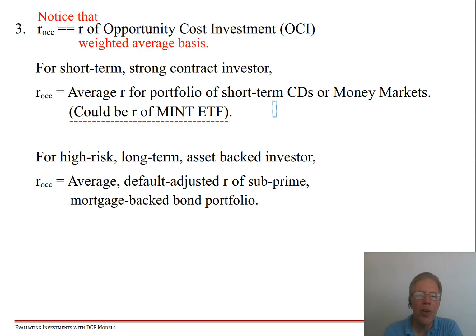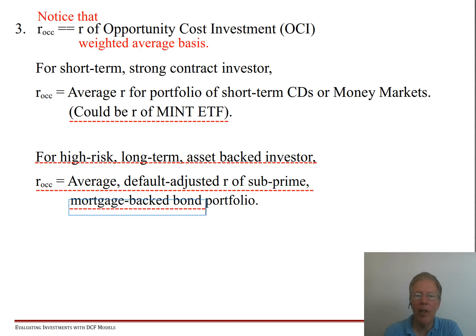Okay. Now, for our high-risk, long-term asset-backed investor, we've got a different situation here, and she is going to have to create her own pool, and then once she's got her pool of those investments, it gets a little trickier for her. She's going to have to take the average default adjusted interest rate of the subprime mortgage-backed bond portfolio. Okay.